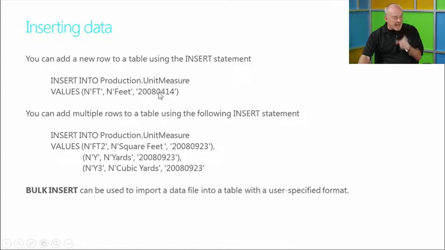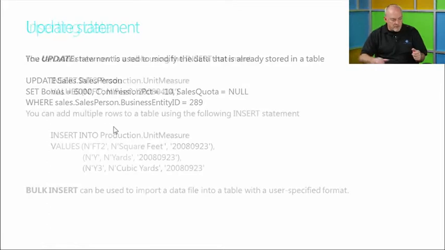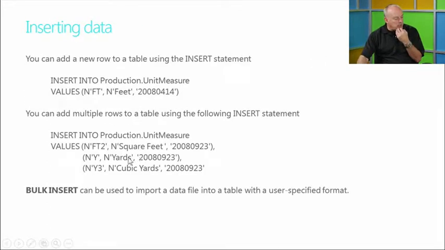Now, what this is going to do, and again, I'll go back out and execute this, it's going to add a row into the unit measure. Now, if I want to add 3 rows, I could do something similar: insert into production.unitmeasure. Here's the first one, and here's another one, so I'm adding square feet. I'm going to add yards, and I'm going to add cubic yards. My script is slightly different, so when I show you that, it's going to be slightly different. I changed it because I wanted to show you something.